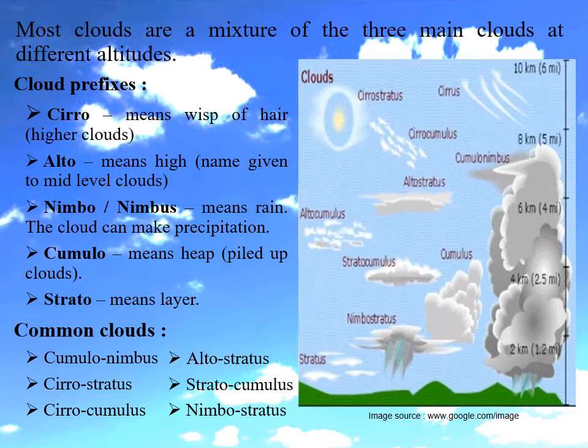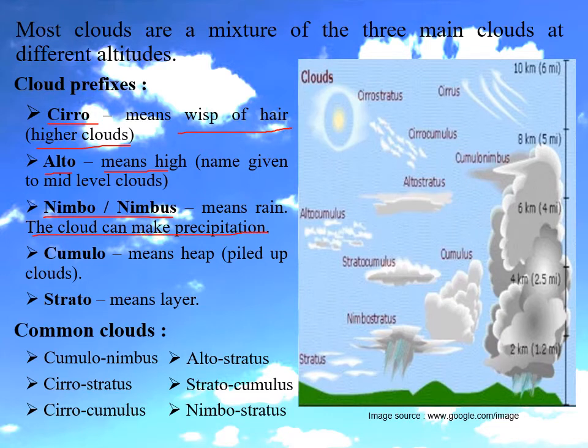But as I already told, in nature the clouds we generally find are basically combinations or mixtures of these three types of clouds: cirrus, cumulus, and stratus. And due to this, some prefixes are added. Cirro, which means wisp of hair, and is found in the higher level clouds. Alto, that means high, mainly for the middle to higher level clouds. Nimbo or nimbus, that means rain. It is used to indicate those clouds which make heavy precipitation, heavy rainfall. Cumulo, it means heap, like a pile of cotton. And the last one, strato, means layered.